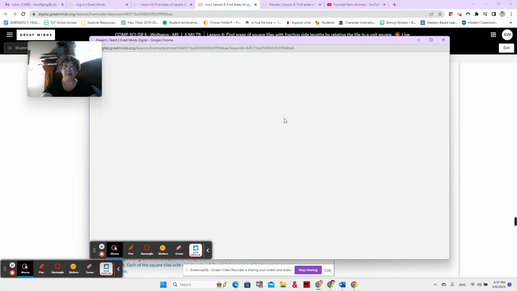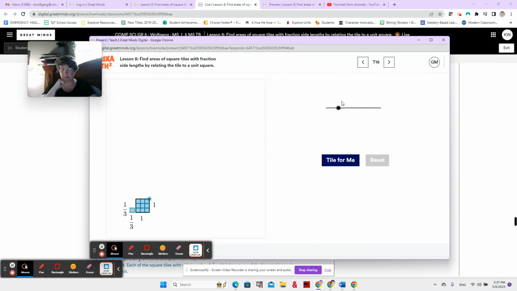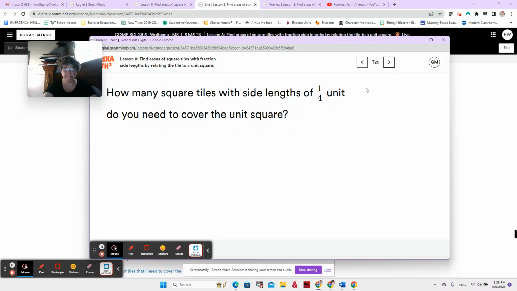There we go. Okay, and let's think about what would happen. How many square tiles with the side length of 1/4 would we need to cover that unit squared? What if we had 1/4? And you know what? Let's make that question 1 in Edpuzzle. How many square tiles with the side length of 1/4 do you need to cover the unit square? And how do you know? Please make sure you tell me, how do you know? And that will be in Edpuzzle for you. All right. Awesome.